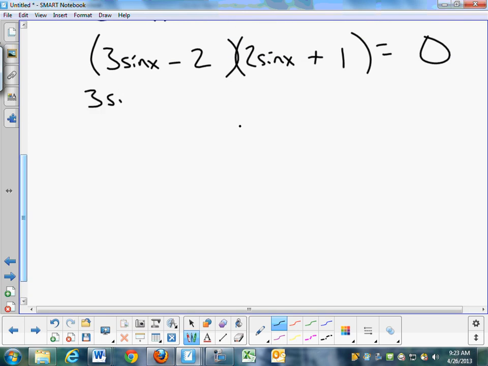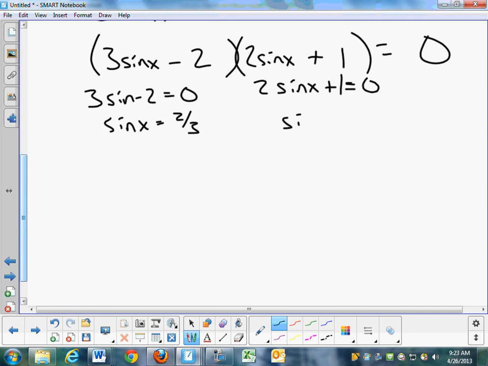Equal them to 0. 3 sine of x minus 2 is equal to 0. 2 sine of x plus 1 equals 0. Now what? Sine of x is equal to 2/3. Sine of x is equal to negative 1/2.